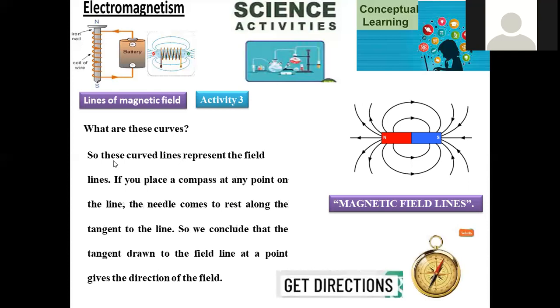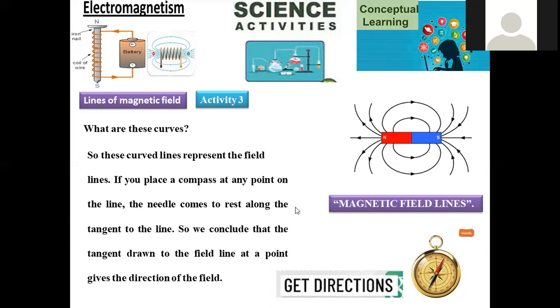And what are these curves? Curves are drawn by changing the distance, originating at different distances, and you will get many curvatures on this paper, right? What information are you getting from these curved lines? These curved lines represent the field lines. These are said to be field lines: how this magnetic field is propagating around the magnet, how it is moving, how it is revolving around the magnet.